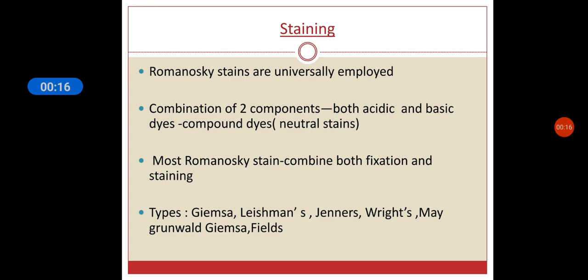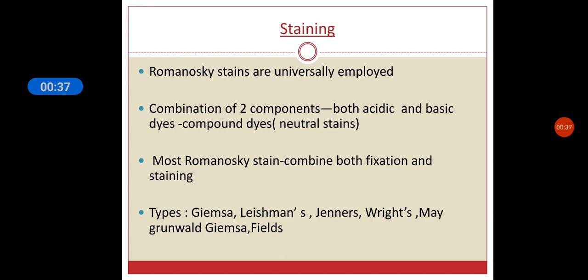They are basically called Romanovsky stains. What is this? It has two components. It has a basic component and an acidic component. Basically it's a neutral dye. Okay, so most of the stains come as a fixation as well as a staining procedure. Basically they are two in one.